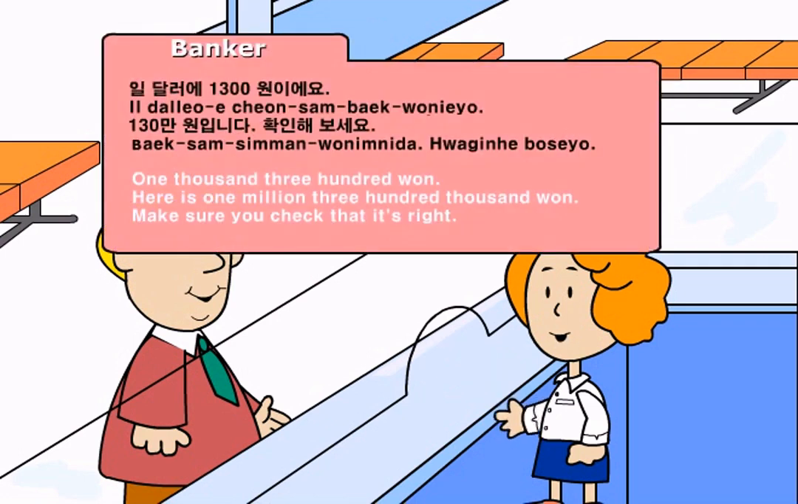1달러에 1,300원이에요. 130만 원입니다. 확인해 보세요. 1,300 won. Here is 1,300,000 won. Make sure you check that it's right.